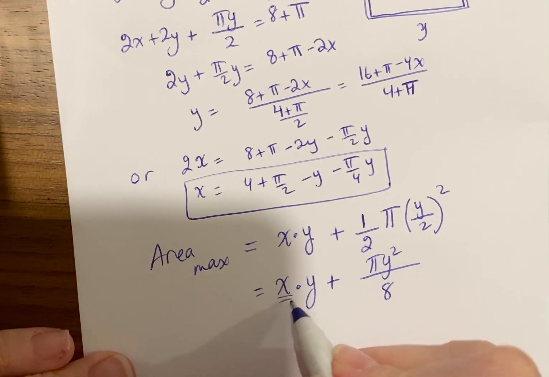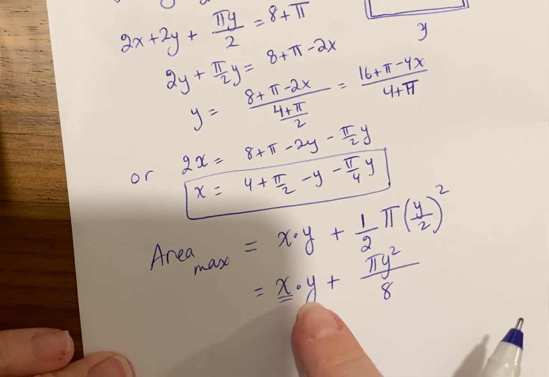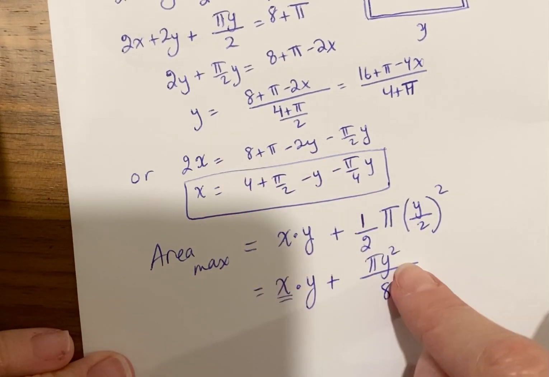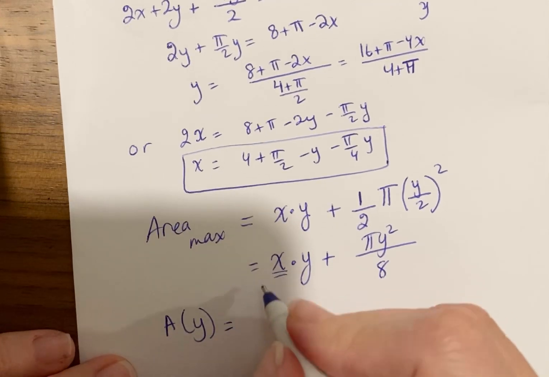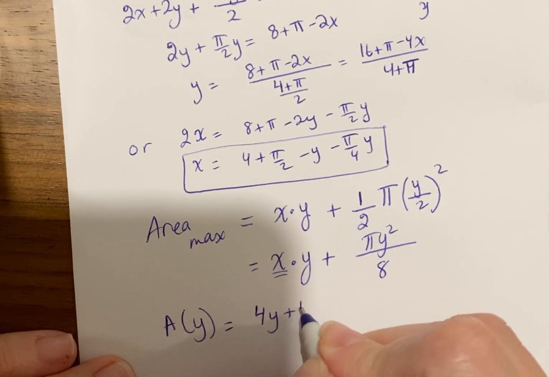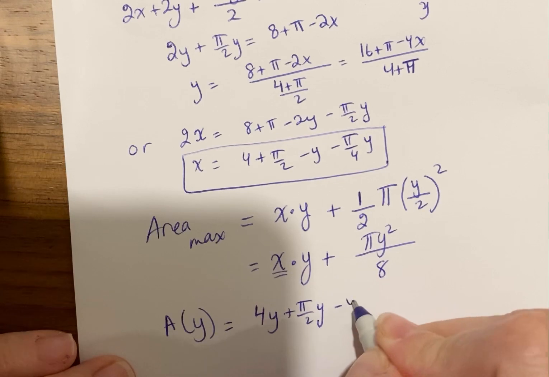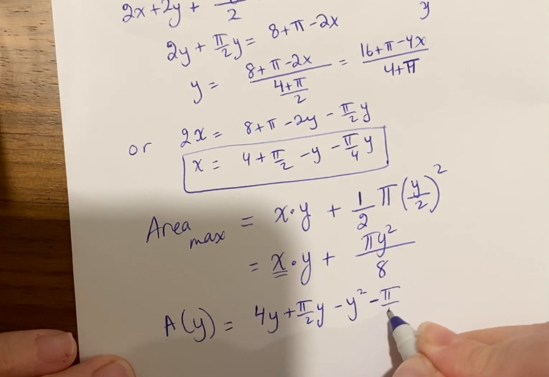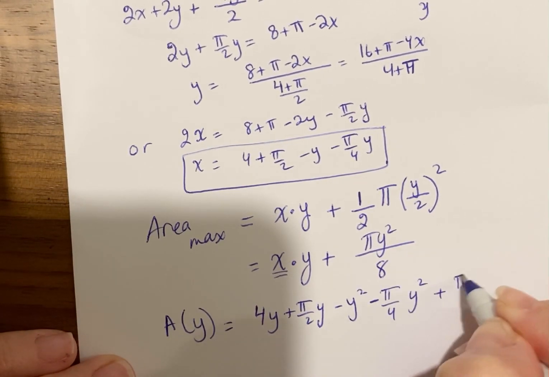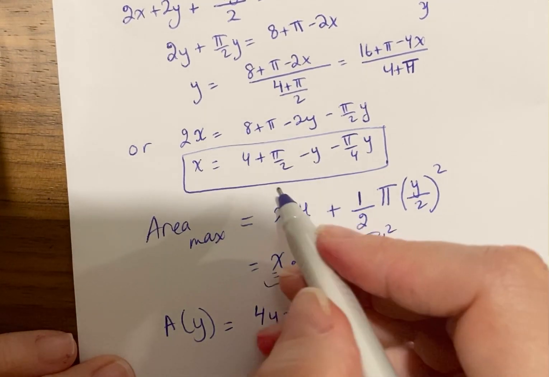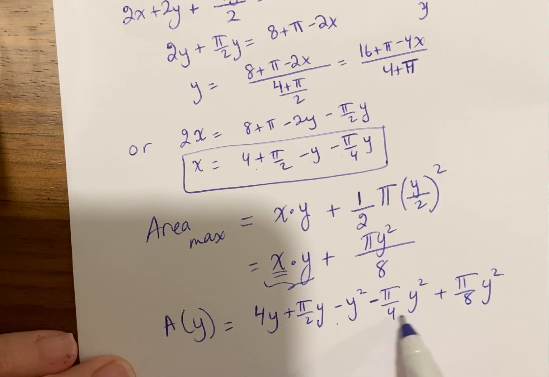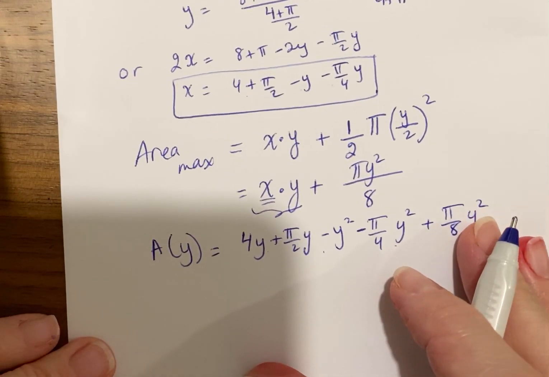It's easier to substitute x in terms of y rather than substitute y in terms of x in two places. So A of y will be equal to 4 plus pi over 2 y minus y squared minus pi over 4 y squared plus pi over 8 y squared. So this, I directly multiplied every single term here by y to make things faster.